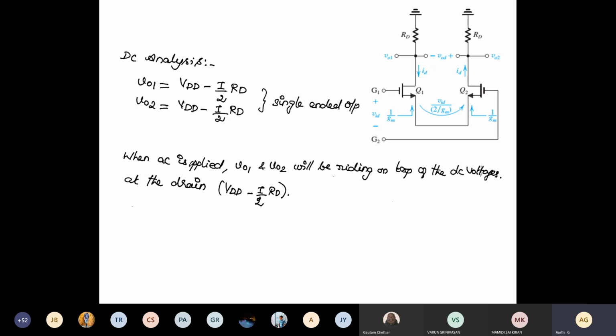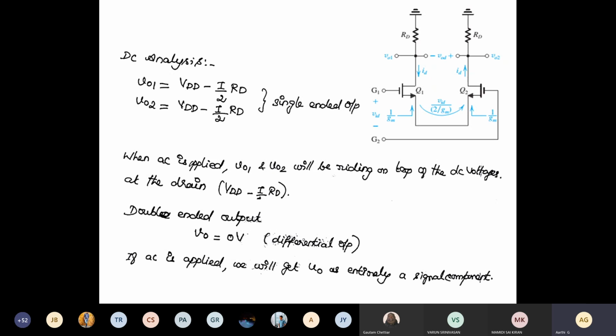Now when we apply an AC signal, V01 and V02 will be riding on top of the DC voltage at the drain. That is, when we give the AC input, ID1 and ID2 will slightly change depending on the input voltage. So the double-ended output V0 here, if you take the difference, will be 0 volt. If an AC signal is applied, we will get V0 as an entirely signal component. During the DC analysis, the differential output is 0. Now when we apply an AC signal, let us see what happens.